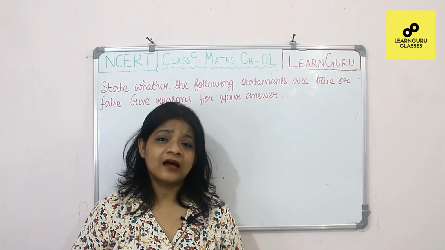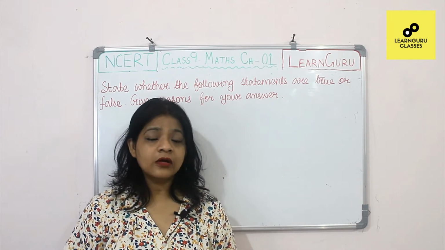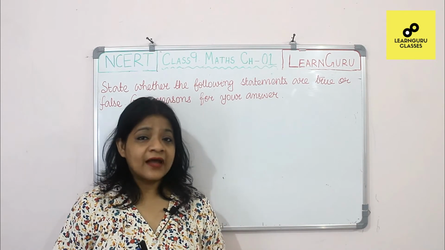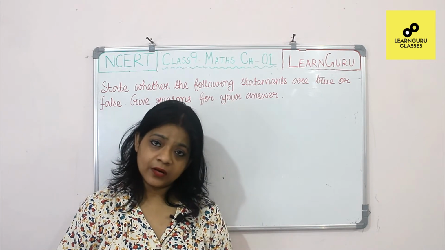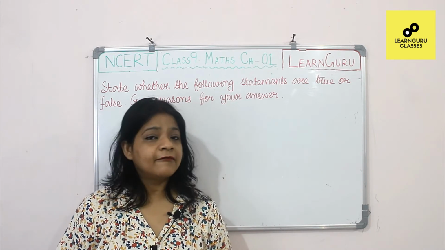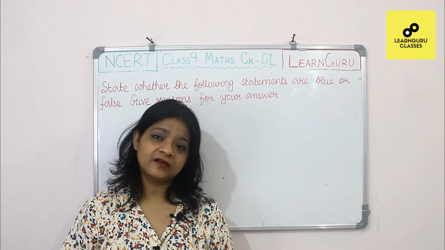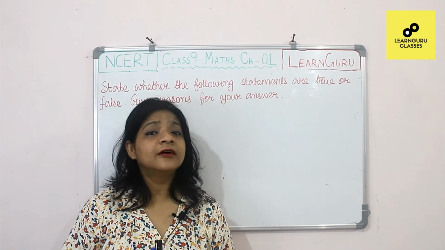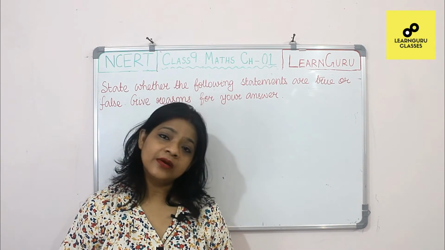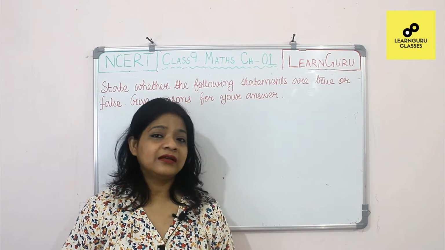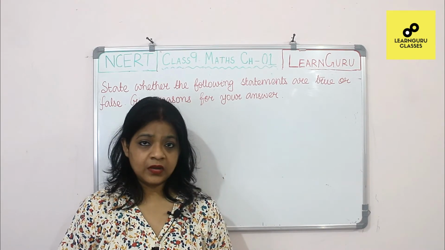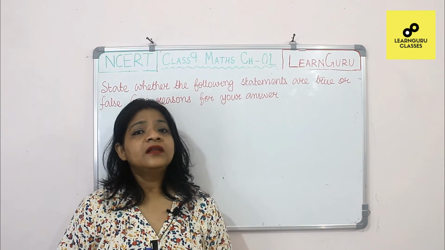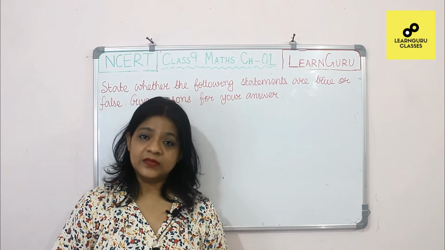So last class we were discussing the ways to identify a rational number, how to convert a fraction into equivalent decimal expansion, and we have learned about the terms terminating and non-terminating decimal expansion. So today we will be dealing with some statements.